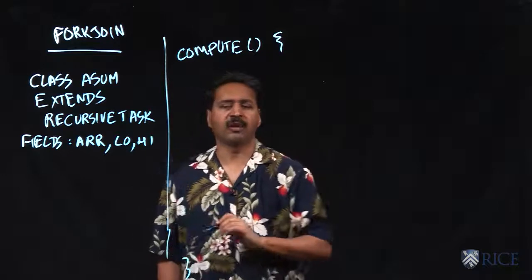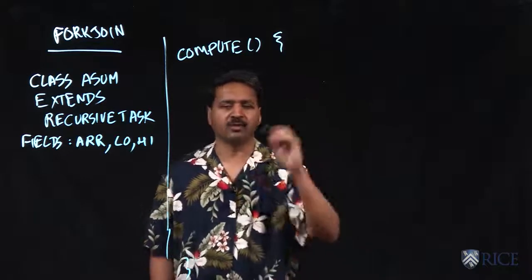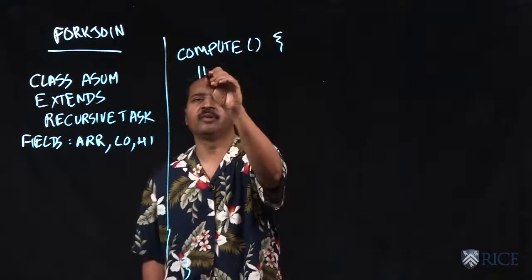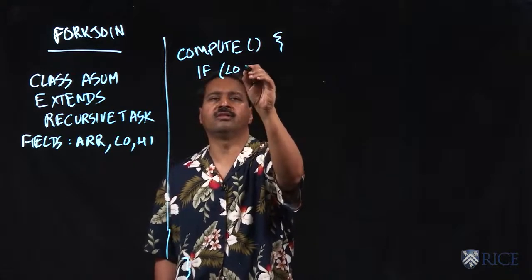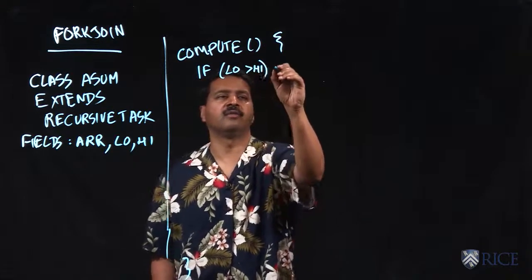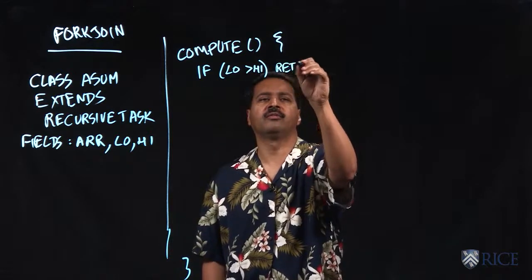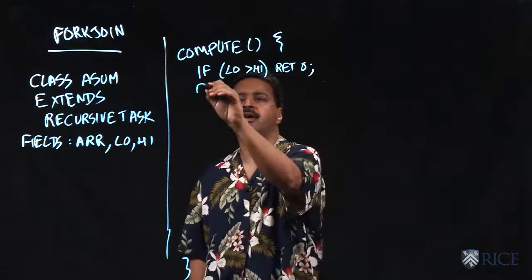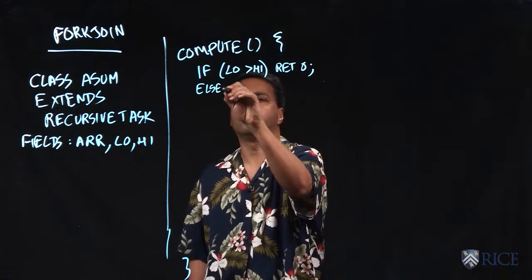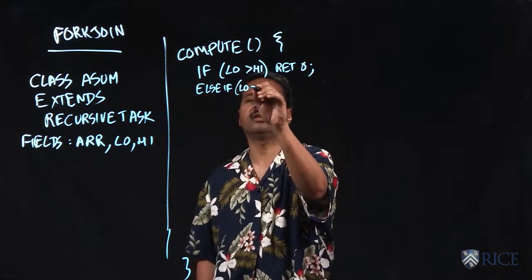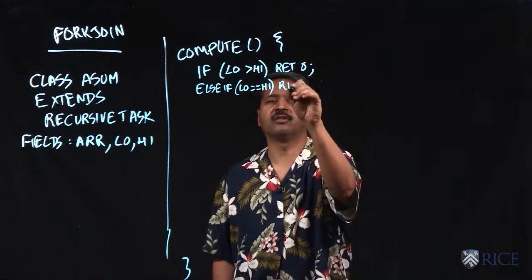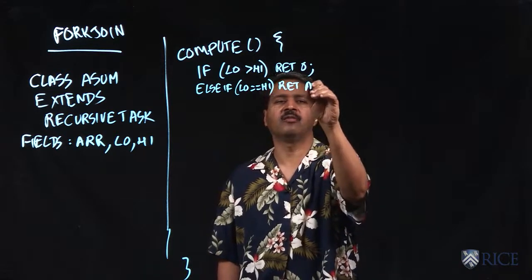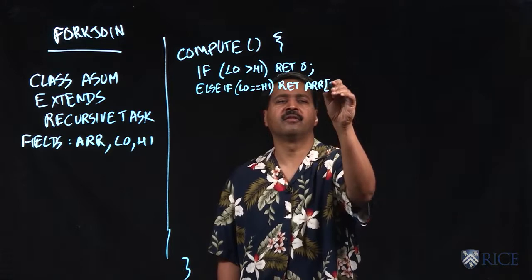And in the compute method, we have to check the boundary conditions as before. So if, for example, low is greater than high, then we have to return 0 because that's an empty range. Else, if low is equal to high, then we just have a singleton and we can return the array element at that position.